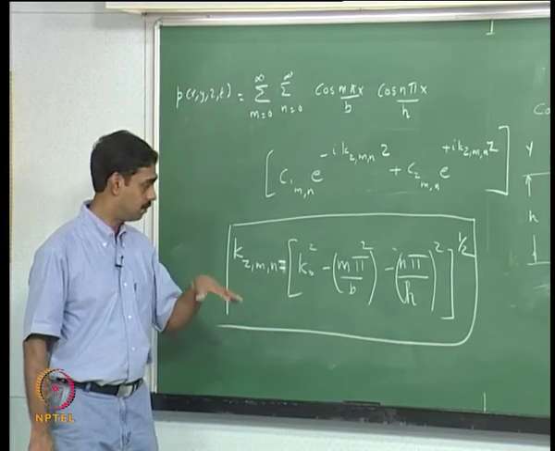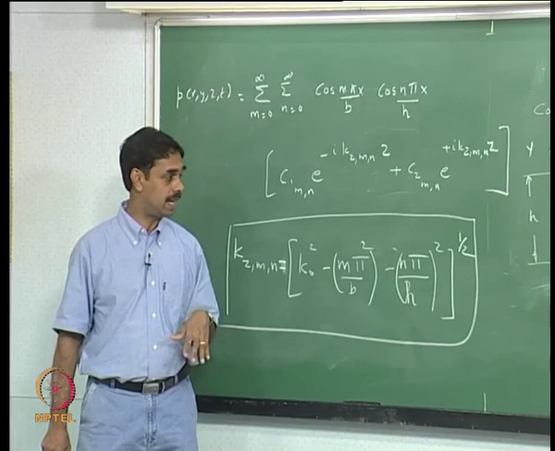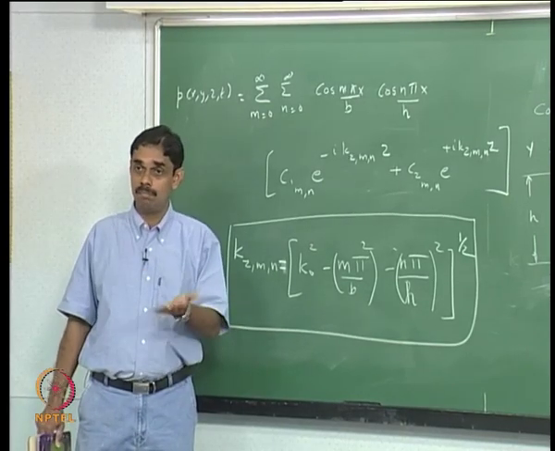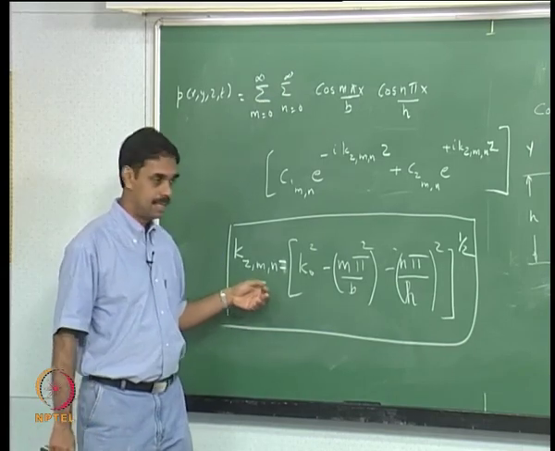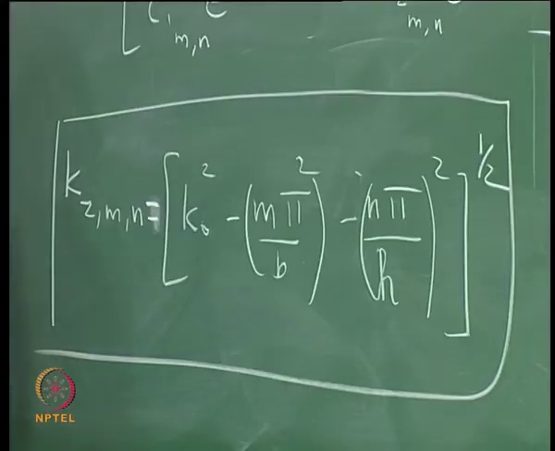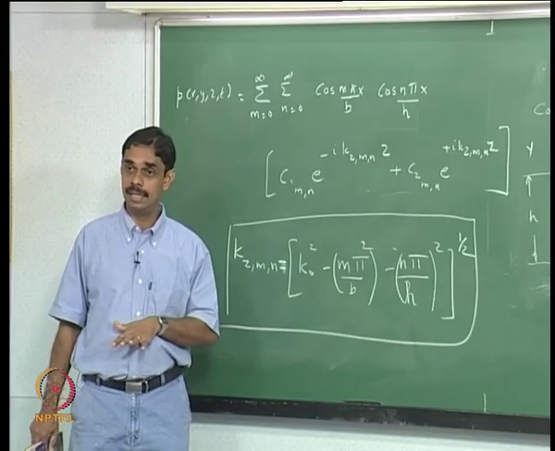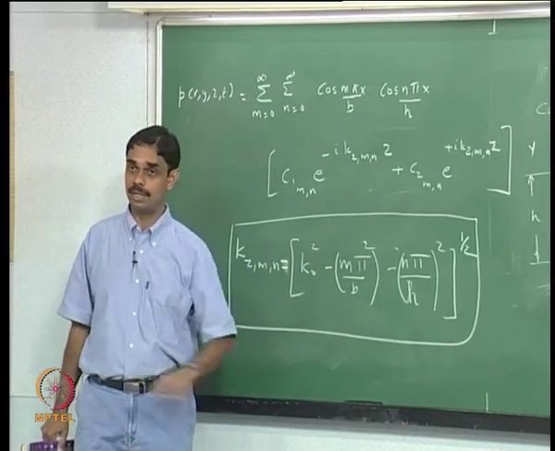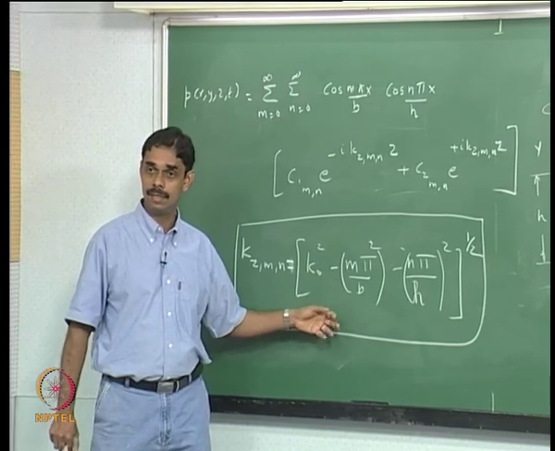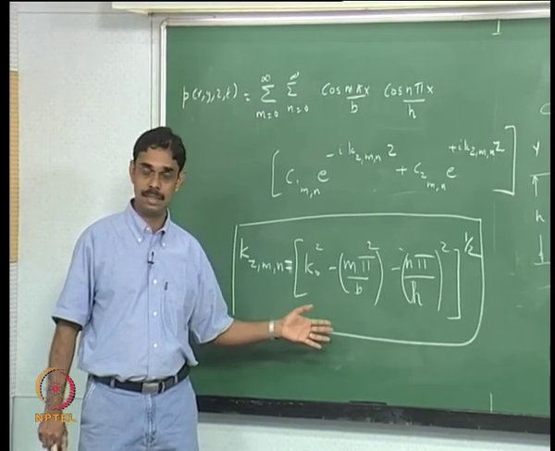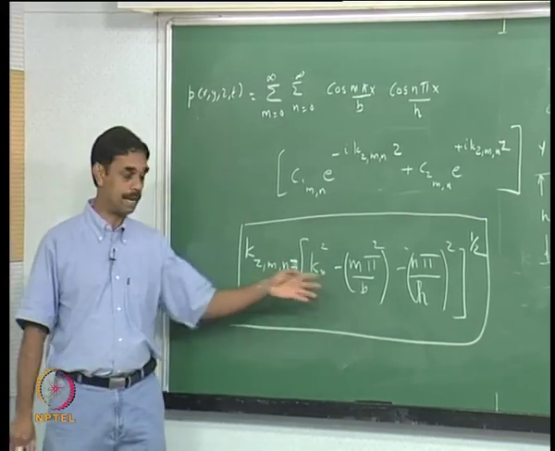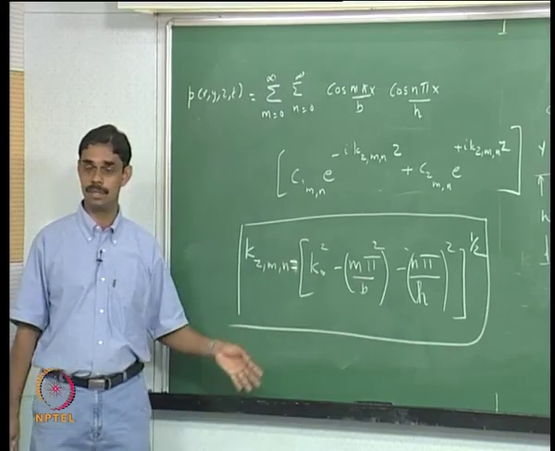It will not be periodic anymore. e power i kz z will work kind of like e power alpha z, which will be like exponential decay. And so we will see in the next class under what conditions you will have a periodic solution, under what condition we will have a decaying solution, and therefore this will relate to which modes can propagate and which modes cannot propagate. So I will stop here. I am out of time.